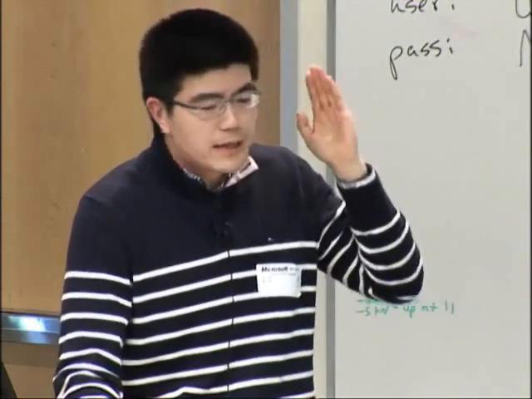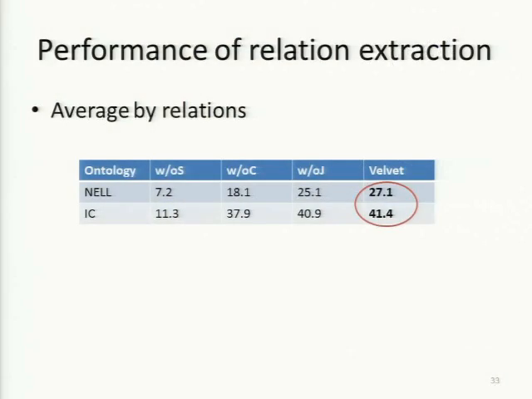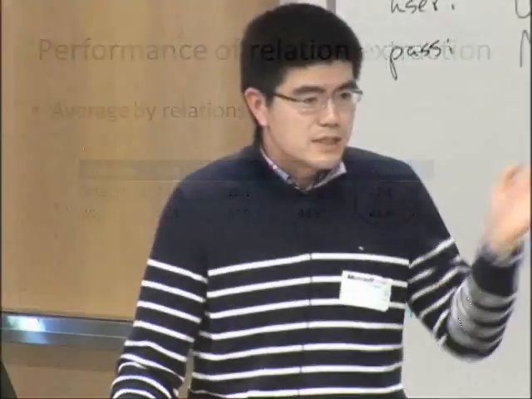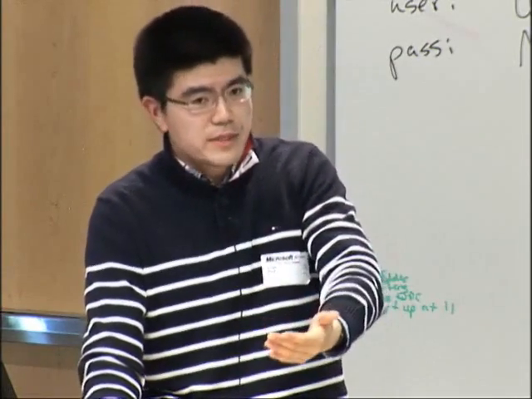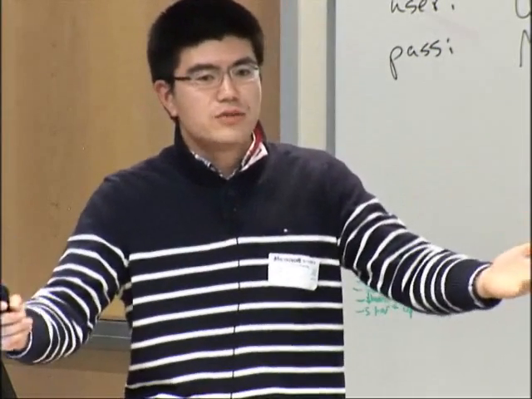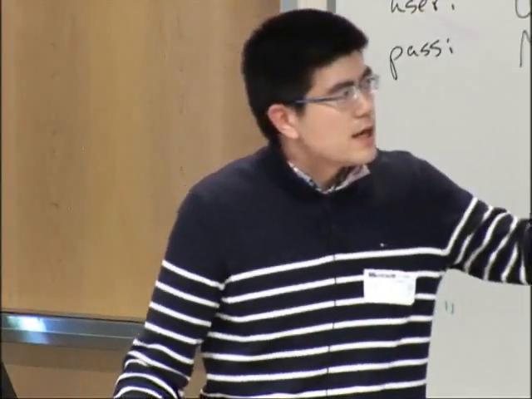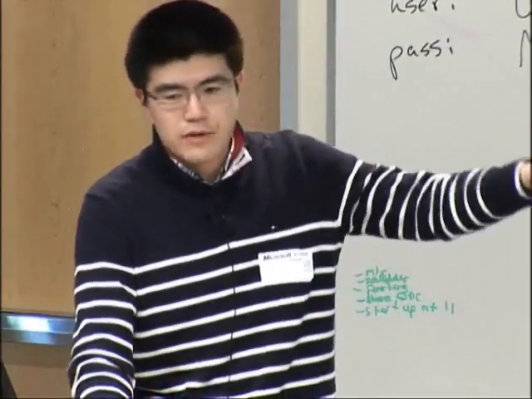By putting complex mapping and ontological smoothing into the system, the performance is improved significantly, and Velvet is the best of all. So the last slide shows the figures averaged by instances. We can also average by relations. The results in the last slide may be a little too optimistic because big relations are easier to do than the small relations. This is averaged by relations. We can also see that Velvet is much better than the baselines.